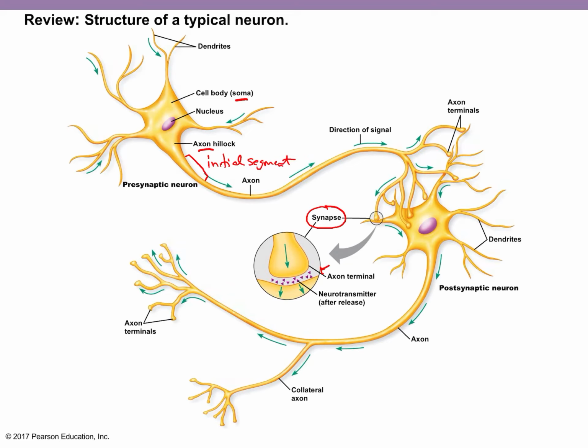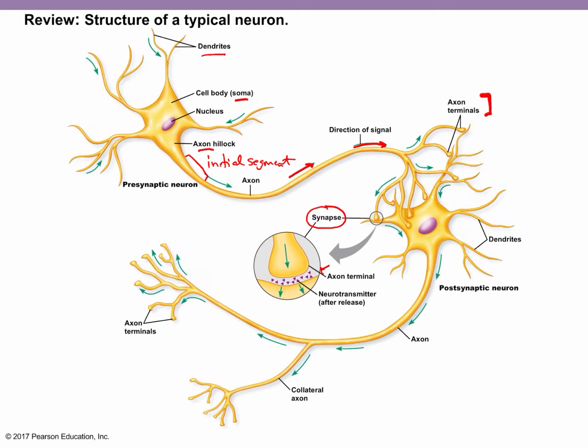We know that the dendrites are receiving input from other cells. So the dendrites are receiving information. The axon then sends the information away. So here's the direction of our signals, moving away. And at the end, the axons will split, and those are called terminal arborizations, if you remember that from anatomy. And then we have the axon terminals, which can communicate with one or many neurons.